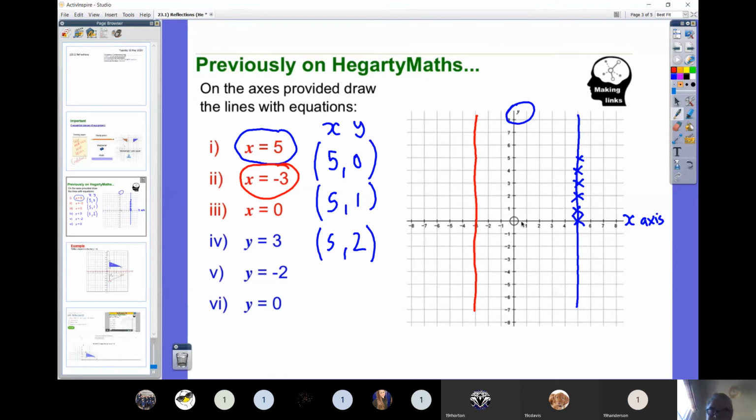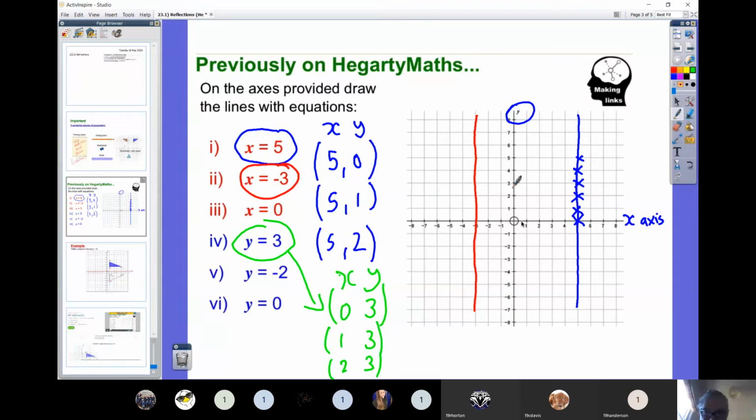Okay, let's take the fourth one, for example, y equaling 3. So we're now saying the y coordinates are 3. These are 3. We can make up our own x coordinates. So 0, 3 would be there. 1, 3 would be there. 2, 3 would be there. And you can see that line there is going to be the line y equals 3.